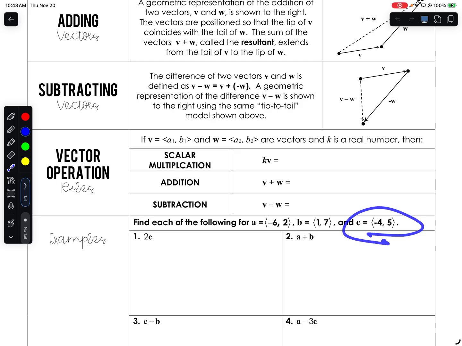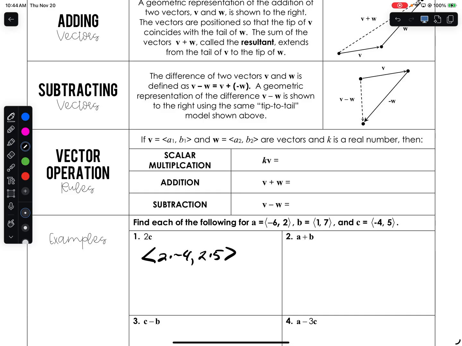So if I have 2 times c, what do I write? What's the answer? -8 and 10, right? You're just multiplying. So it's 2 times -4. I'll just show that step, comma, 2 times 5. It is easy. So you get -8, comma 10. Right? We just made that vector twice as long.